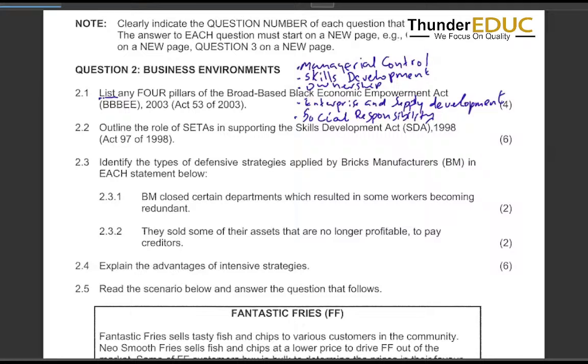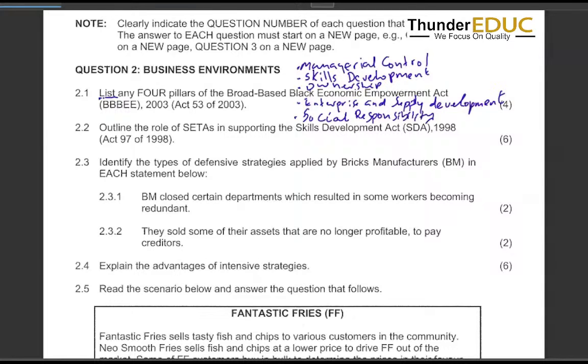So now let's check 2.2. It reads as follows: outline the role of SETAs in supporting the Skills Development Act. One of the roles of SETAs is to report to the Director General, also promote and establish learnerships, as well as collecting levies and paying out grants as required.